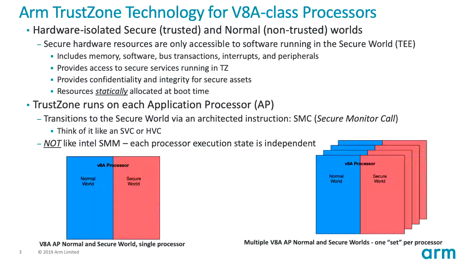So a quick overview, just to make sure we're all on the same page. TrustZone is a hardware isolated, sometimes called trusted, secure world. There are various terms. They're all the same. They're all interchangeable. And the normal world or the non-trusted world. Secure hardware resources are only accessible from the secure world while running in the secure state. It includes memory, software, any bus transactions, interrupts, and peripherals.